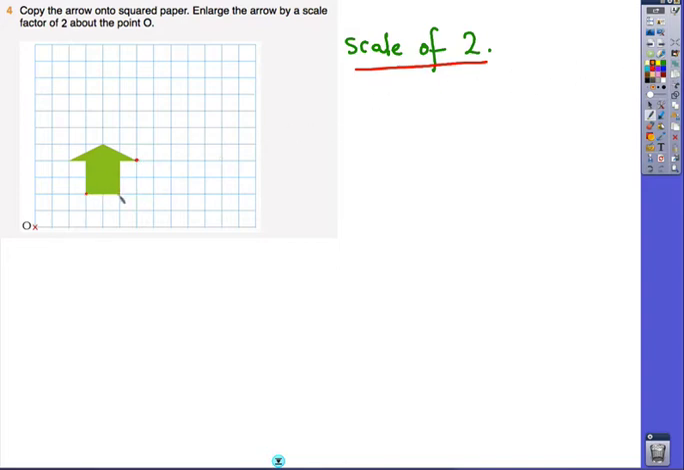Picking another point, I'm going to pick here. Again, starting from O, it's going to be 5 right, 2 up. So we have to do this twice. So 5 right, 2 up, 5 right, 2 up. It's going to end up there.